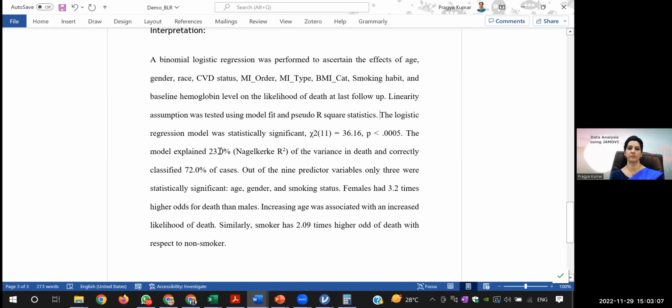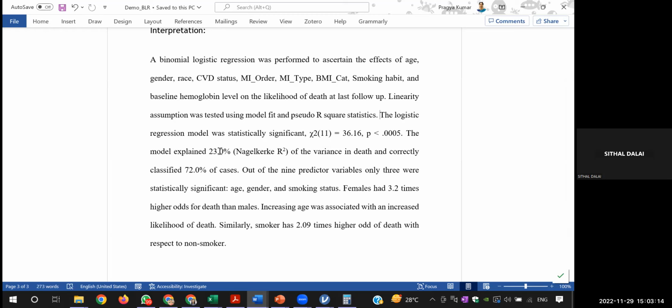That was from the SPSS actually. Okay. So the logistic regression model was statistically significant with chi-square value of 36.16 and p-value less than 0.005. And the model explains 23% of the variance in death and correctly classified 72% of cases. Out of the 9 predicted variables, only 3 were statistically significant. Those are the age, gender, and smoking status.